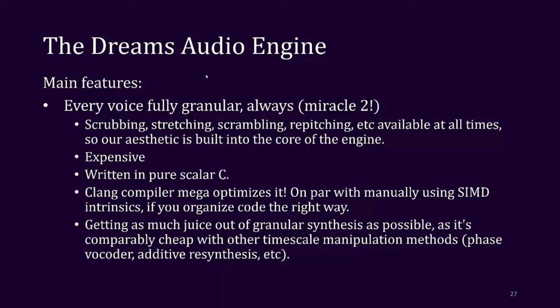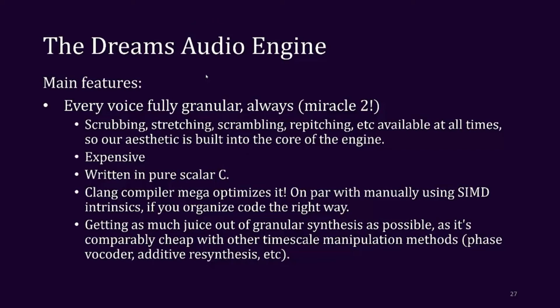But of course, because it's fully granular and it's always granulating, it's quite expensive. It's cheap to stream in some audio and then just play it back on an audio channel, but we're always doing this granular stuff. And it's written in pure scalar C, which sounds like it would make it worse, but it turns out that you can write stuff in C without manually using SIMD intrinsics. A good compiler, for example Clang, will mega optimize scalar C to the point that we tested it against writing SIMD instructions, and it was as fast, if not faster. And it's just simpler, and it's easier to understand. So if you organize code the right way, you can get away with just compiler optimization.